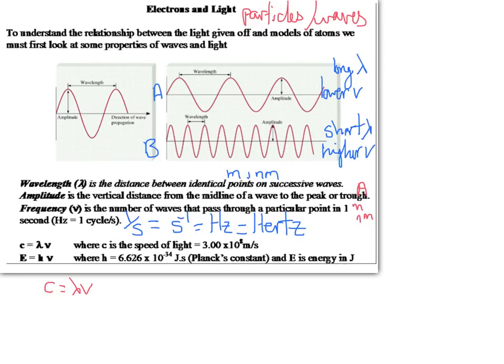So, for example, I'm going to say 4 is equal to 2 times 2. Don't worry about the units for now. We're just looking at the relationship between the two variables. So, in this equation, C equals lambda nu. C is a constant. It never changes. So that 4 will always be the same. So let's put in a 4 here.